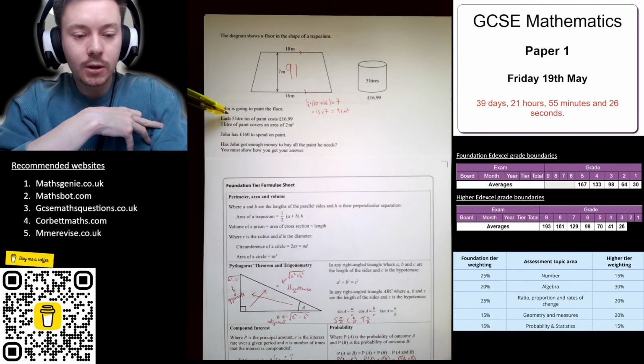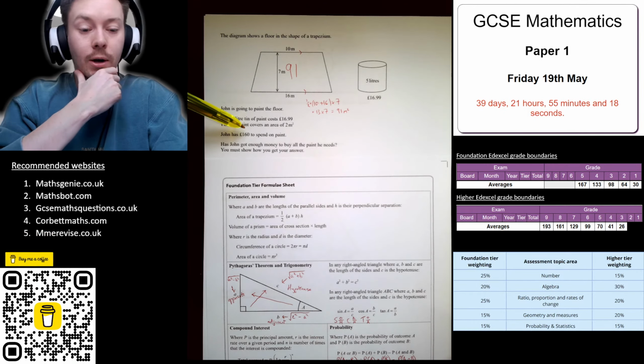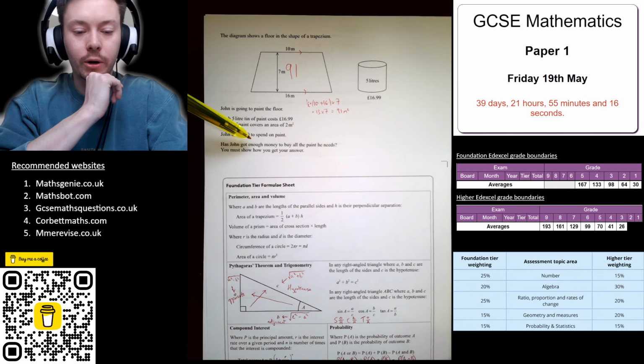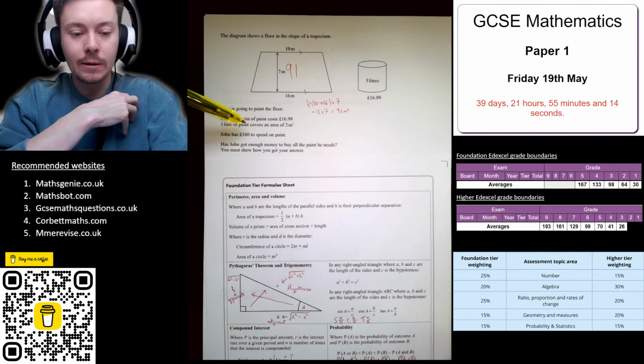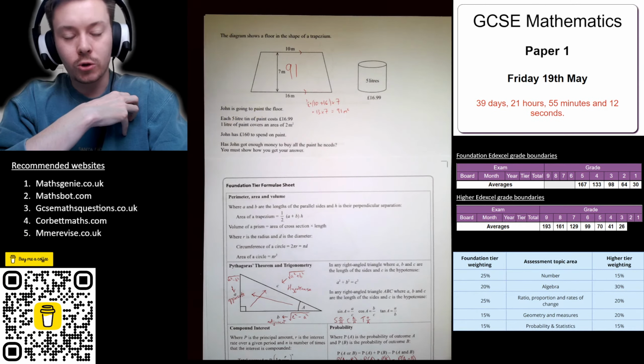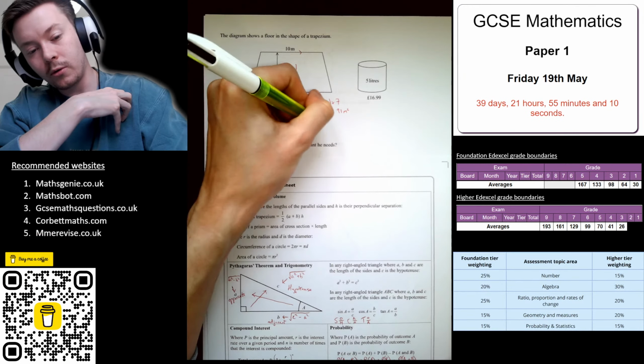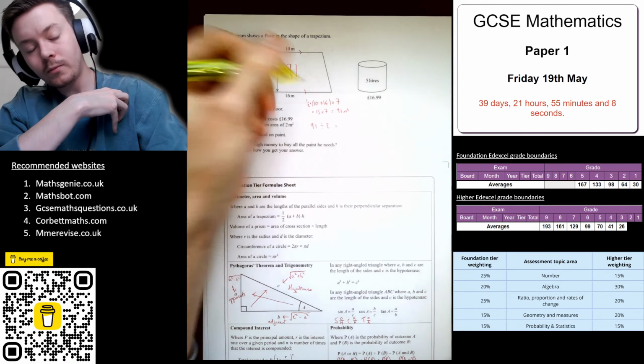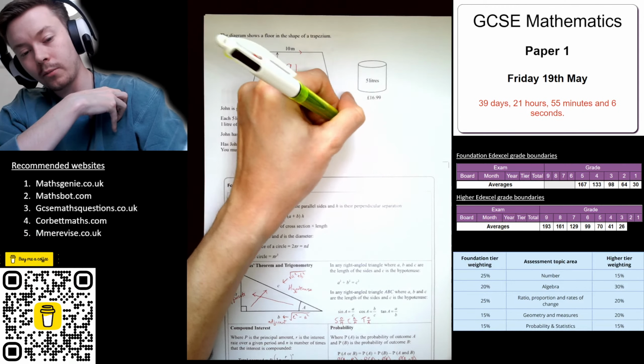Each 5 litre tin of paint costs £16.99. 1 litre of paint covers 2 meters squared. John has £160 to spend on paint. Has John got enough money to buy all the paint he needs? Now 1 litre of paint covers 2 meters squared, so we need to do 91 divided by 2. And we're going to get 45.5.